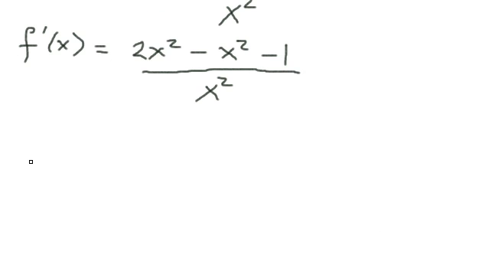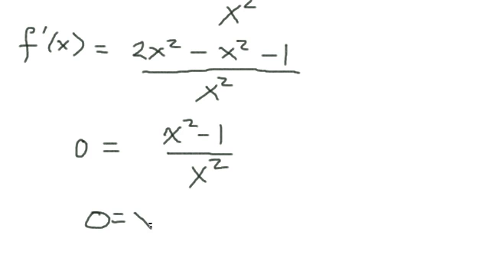And of course we can simplify this down. Now what I'm going to actually do here is I'm just going to go ahead and simplify it down and then set it equal to 0. Okay, so 2x squared minus x squared is x squared minus 1 over x squared. So I'm going to take the numerator and first set it equal to 0 and find the solutions to this equation.